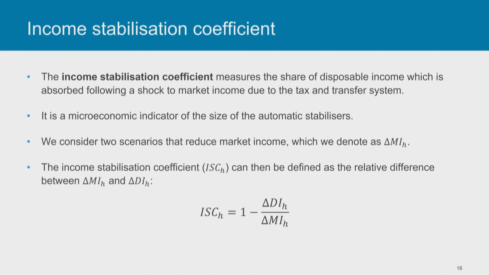The income stabilisation coefficient measures the share of disposable income which is absorbed following a shock to market income due to the tax and transfer system. It's a microeconomic indicator of the size of the automatic stabilisers. We consider two scenarios that reduce market income, which we denote as delta MI. The income stabilisation coefficient, or ISC, can then be defined as the relative difference between the change in market and disposable income.